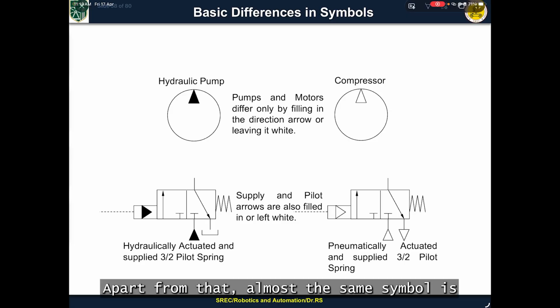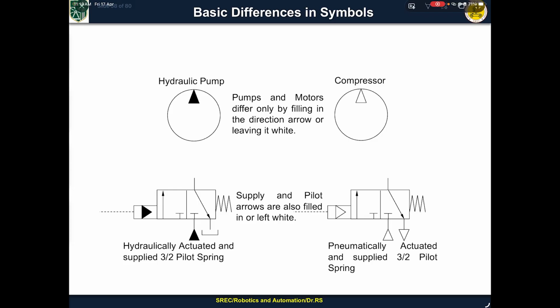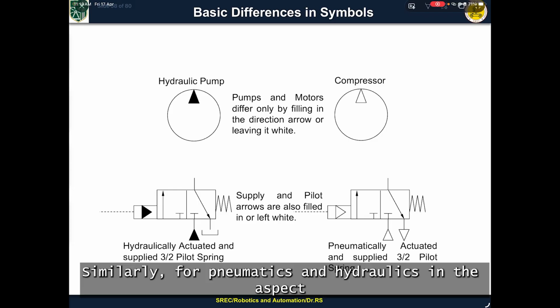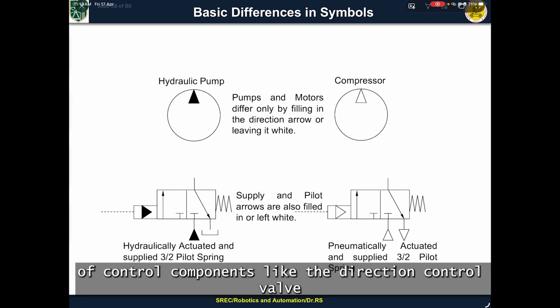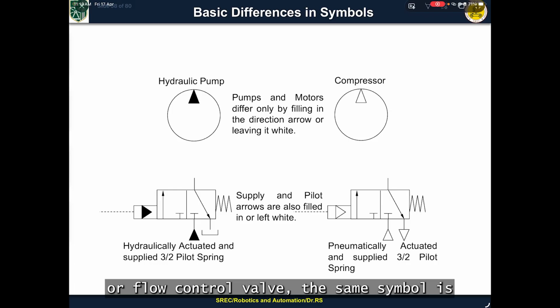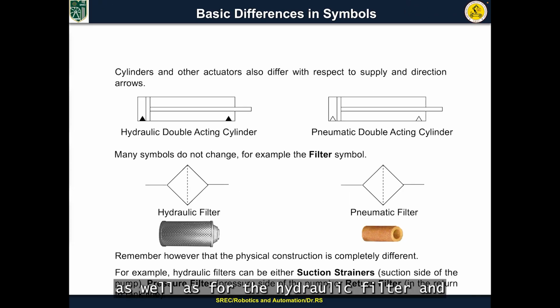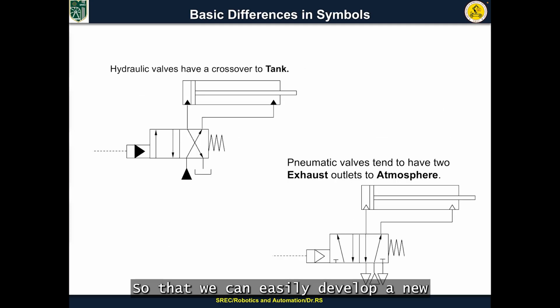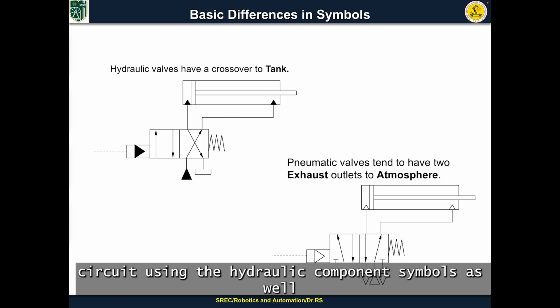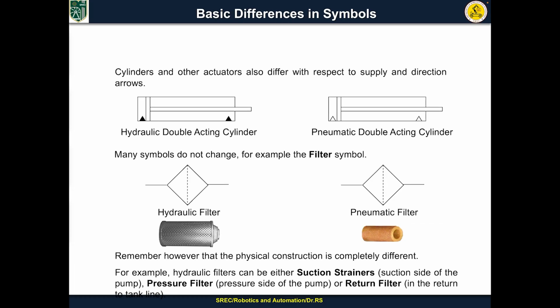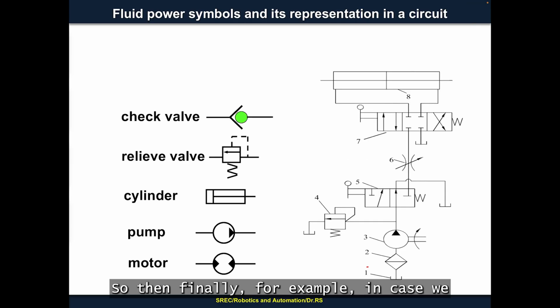Apart from that, almost the same symbol is being used for the hydraulic pump as well as for the compressor. Similarly, for pneumatics and hydraulics, in the aspect of control components like the direction control valve or flow control valve, the same symbol is being used. Whereas the triangle, if it is shaded, it is a hydraulic DCV. The triangle, if it is not shaded, it is a pneumatic DCV. Then similarly for the hydraulic cylinder and pneumatic cylinder, as well as for the hydraulic filter and the pneumatic filter, so that we can easily develop a new circuit using the hydraulic component symbols as well as pneumatic component symbols for the pneumatic circuit diagram.